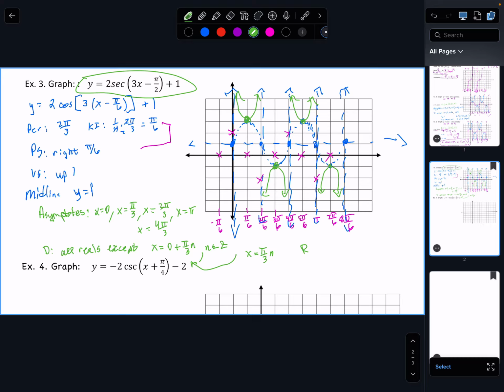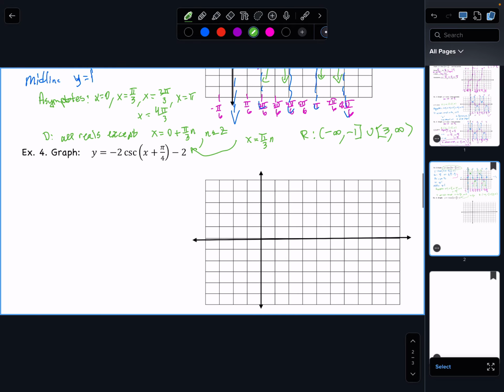And then the range, you just have to look. It's going up to -1, negative infinity to -1. And it's up at 3 and going up to positive infinity. Okay, and so your ability to graph secant, cosecant are dependent on your ability to graph sine and cosine.